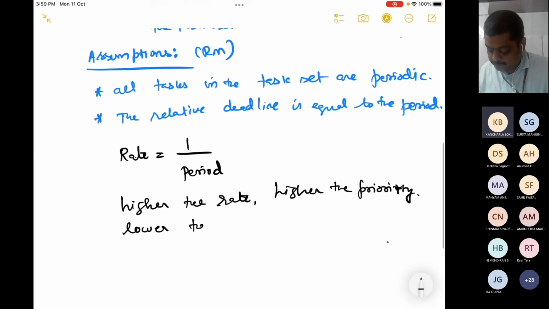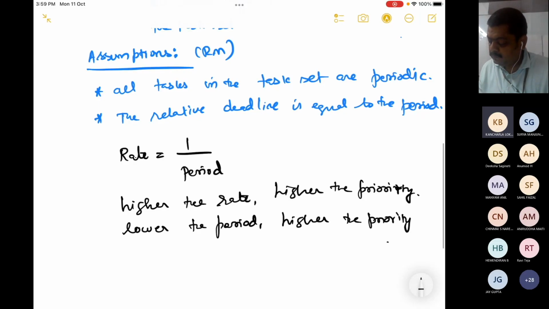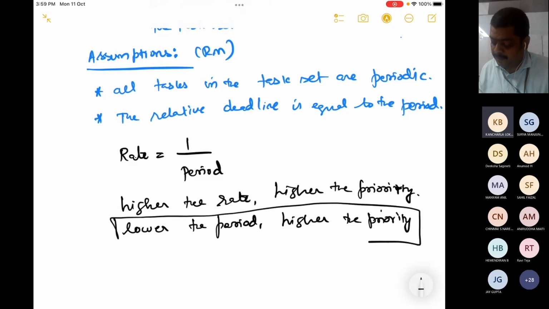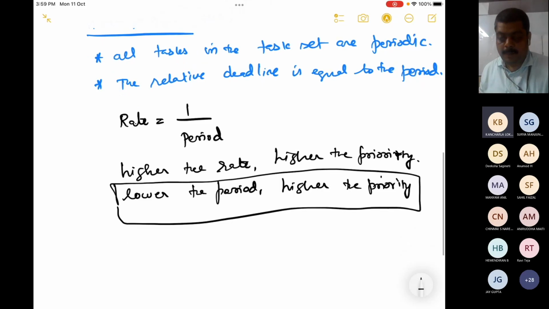The lower the period, the higher the priority. Okay, so lower the period, higher the priority. Generally, if it is a periodic task, the periods will be given. So lower the period, higher will be the priority. Please remember, rate and period are slightly confusing concepts. The period is equal to 1 by rate and the rate is equal to 1 by period. The name of the algorithm is rate monotonic. That means the higher the rate, the higher the priority. Since the data given will be only the period, the lower the period, the higher the priority.